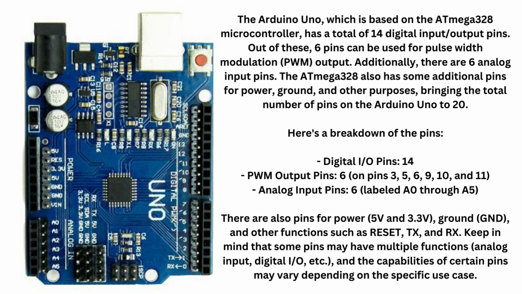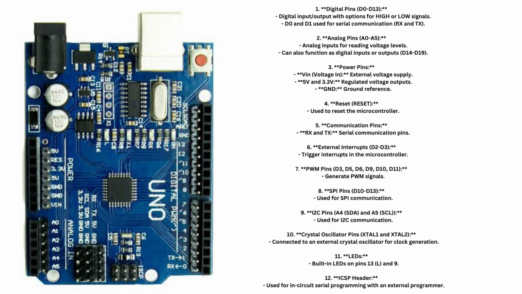Keep in mind that some pins may have multiple functions, analog input, digital I/O, etc., and the capabilities of certain pins may vary depending on the specific use case. 1. Digital pins, D0 to D13. Digital input and output with options for high or low signals. D0 and D1 used for serial communication, RX and TX.